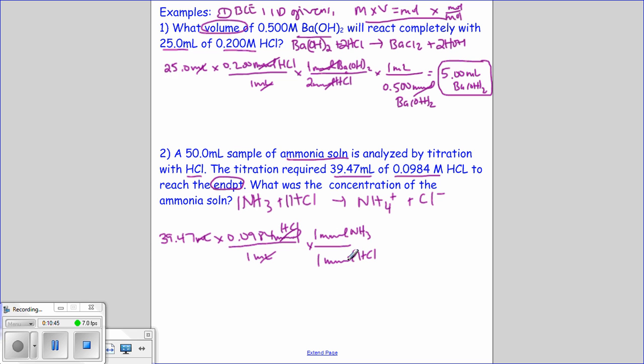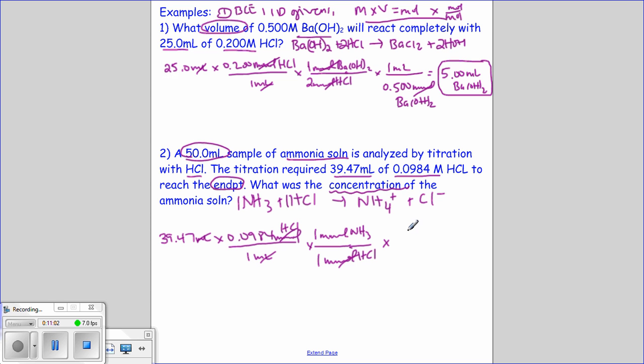So HCl millimoles are gone. Now our question, let's just look at it again one more time. We're looking for molarity, and we have millimoles on top. If we divide by the 50 milliliter sample, then we will have molarity.